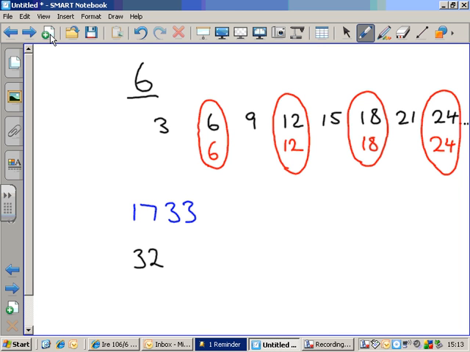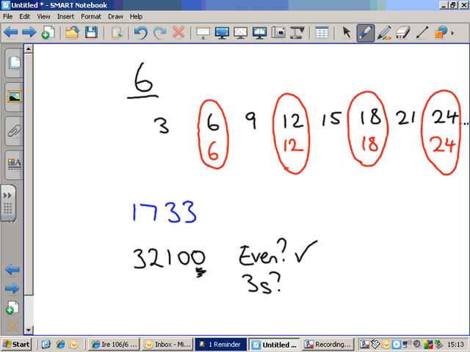Let's do 32,100. Cool, let's do it. First of all, is 32,100 an even number? Well, yes it is, because it ends with 0, doesn't it? And that means it's even. Okay, second test. Is it in the 3 times table?